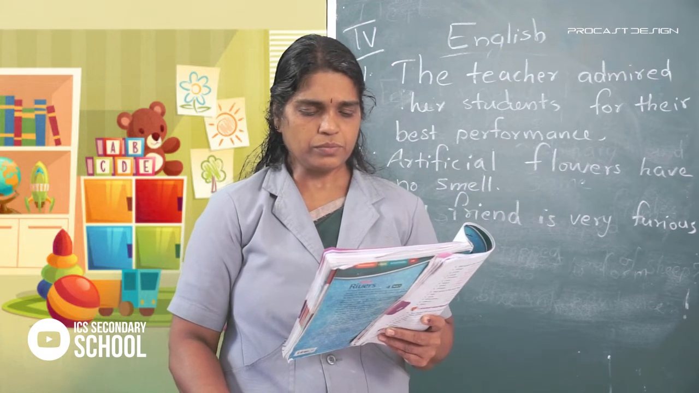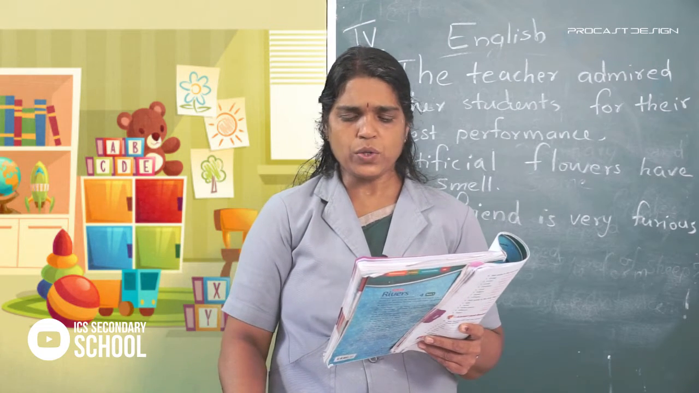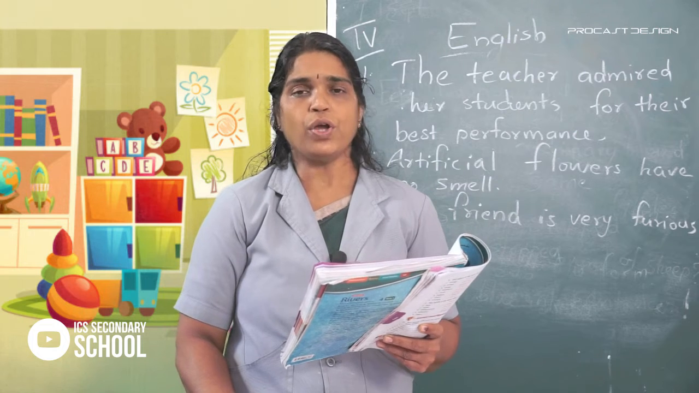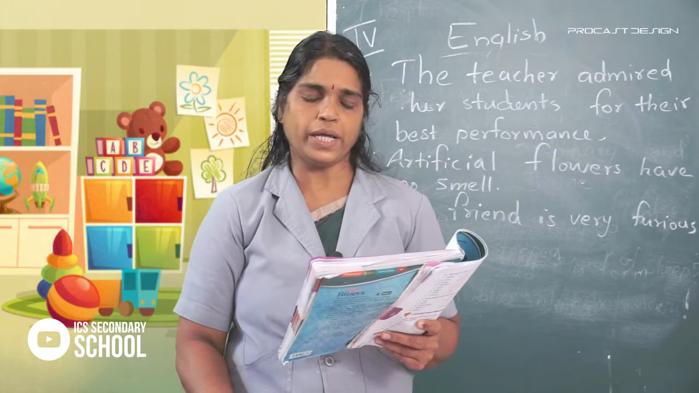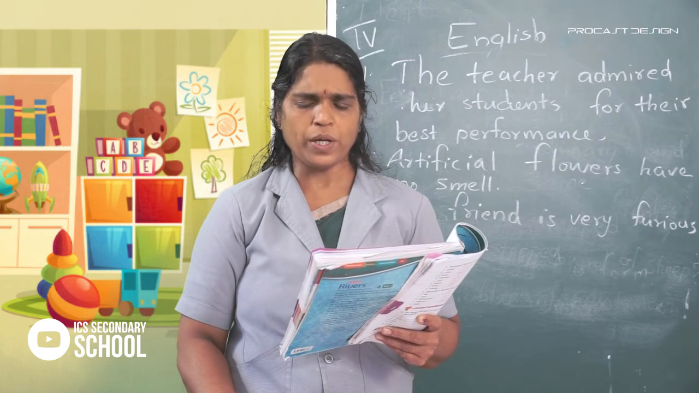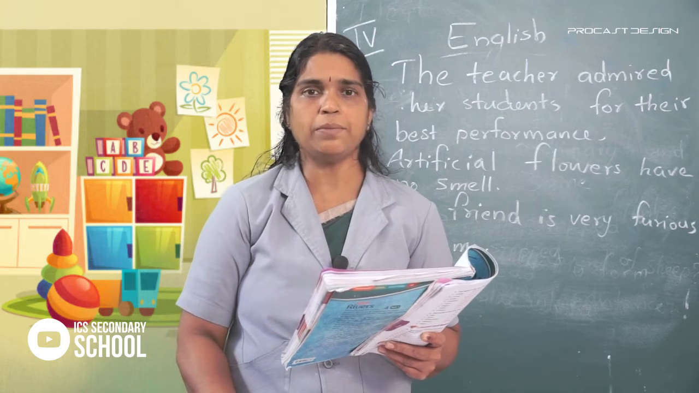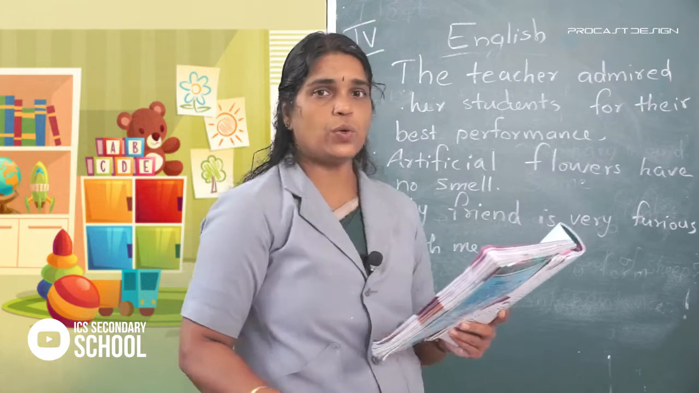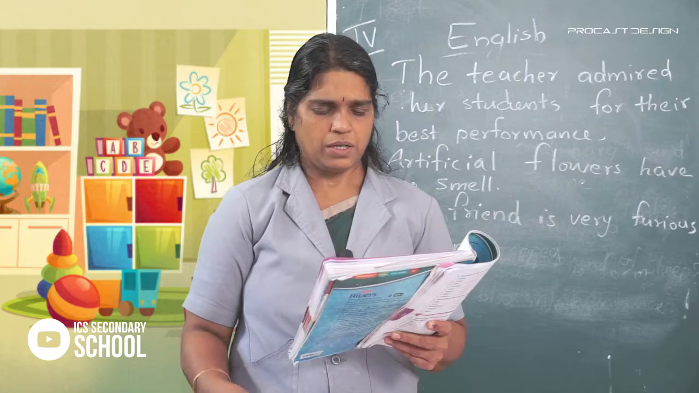Unusual. Tom had an unusual way of talking. Tom had an unusual way of talking. Ordinary. Sham is an ordinary student. Sham is an ordinary student. Okay.